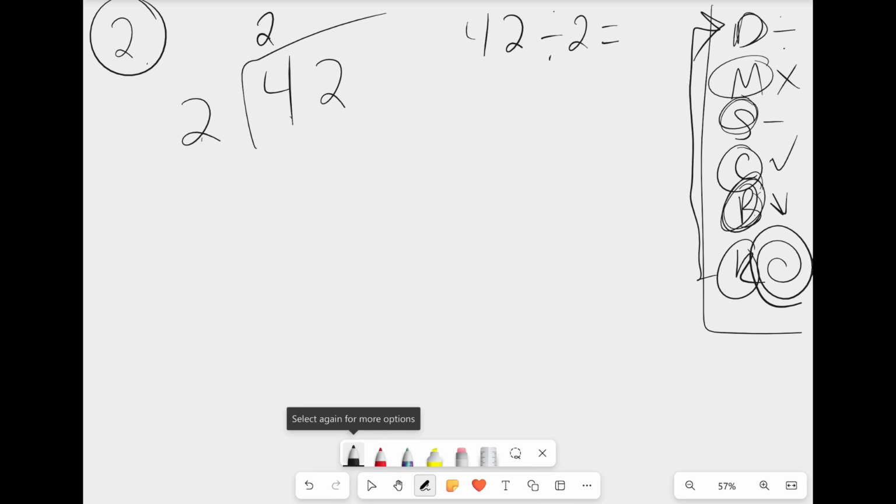After we divide, we're going to multiply. What are we multiplying? 2 times 2, correct, which is 4. After we multiply, we're going to subtract. We're subtracting 4 minus 4, which is, if you said 0, you are correct.